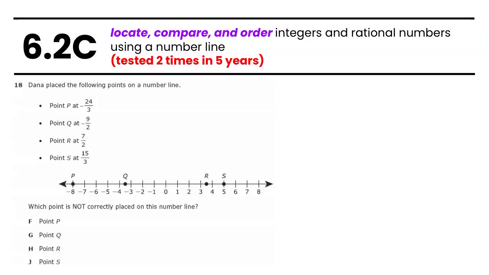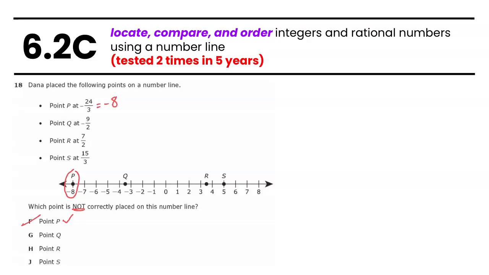Now, when we look at this question, what we notice is that point P is negative 24 over 3, or probably better known to your students as negative 8. So we want to see, is point P actually at negative 8? Well, we see here point P located at negative 8, and so that is correctly placed on the number line, which means it is not going to be the answer for this particular question because we are looking for which one is not correctly placed.